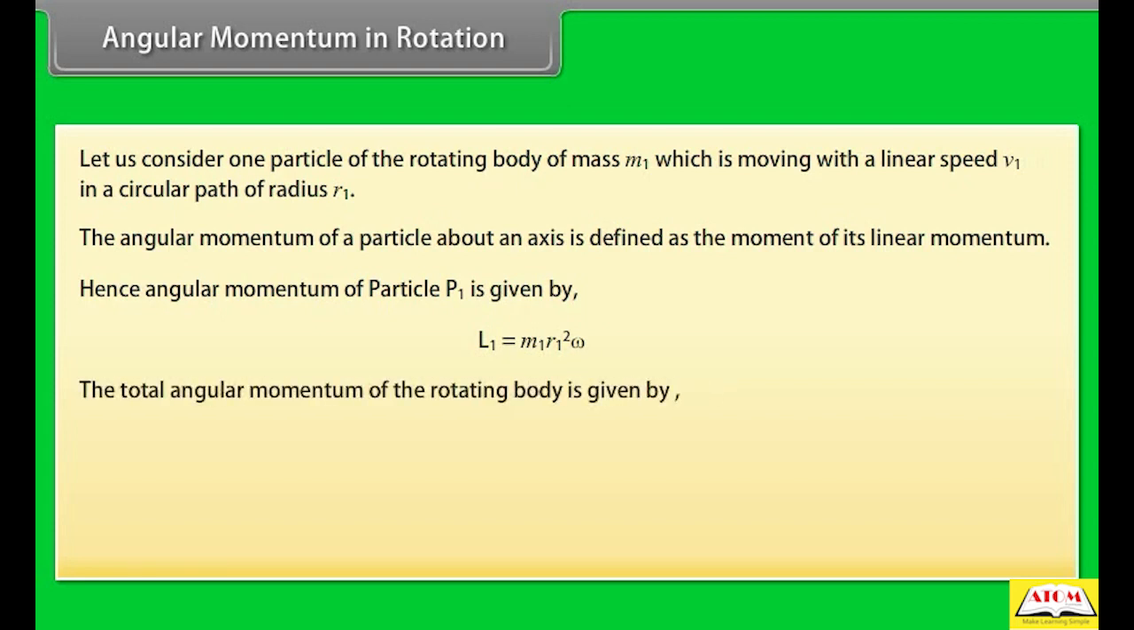The total angular momentum of the rotating body is given by L is equal to L1 plus L2 and so on till Ln. By putting the value of L into the above equation, we get L is equal to m1 r1 square omega plus m2 r2 square omega and so on till mn rn square omega. Thus, we get the result: L is equal to I omega.